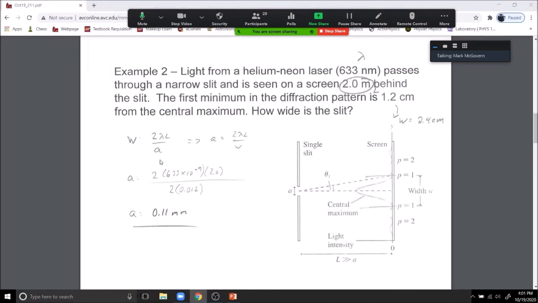All right, so we have our width equation, w equals 2 lambda L over a. Got to solve for a. That's the slit width. Put our numbers in here. Nothing tricky about this. Make sure you put in nanometers, and we got our distance in meters. Everything has got to be SI, so convert everything to SI. The 1.2 centimeters, got to put it in meters. Everything's good, and we got a slit width that is seemingly insanely small.